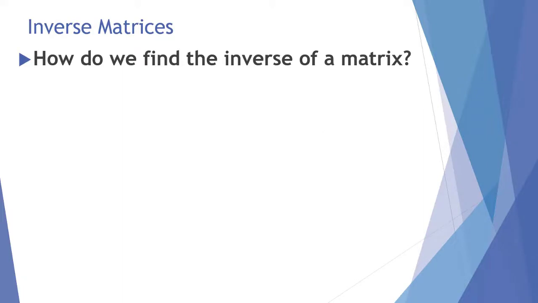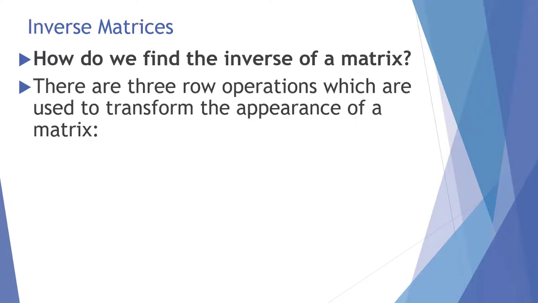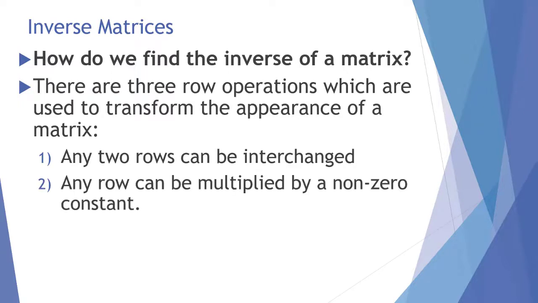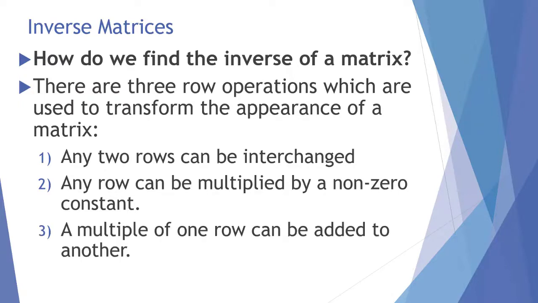Now, that's a little bit more work, and that's what we're going to spend the rest of this lesson on. It's time for you to become familiar with what are called the 3 elementary row operations, or 3 row operations, which we can use to transform the way a matrix looks. First of all, we can change the position of any 2 rows. We can just swap rows, and that's no problem. Any row can be multiplied by a non-zero constant, and we can add a multiple of one row to another. Now, these kind of seem like arbitrary things to do, but these are 3 powerful tools for manipulating matrices. We're going to use these in the next few lessons.